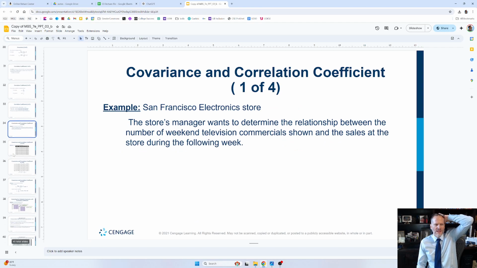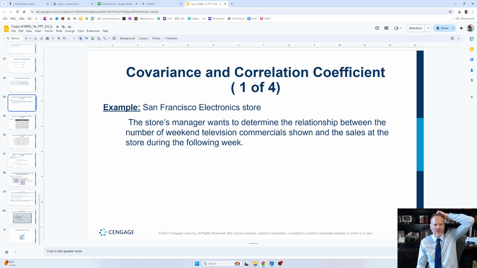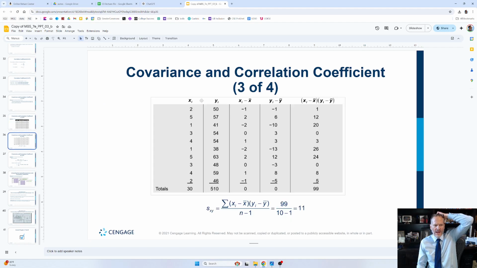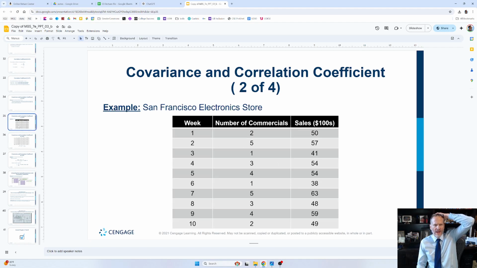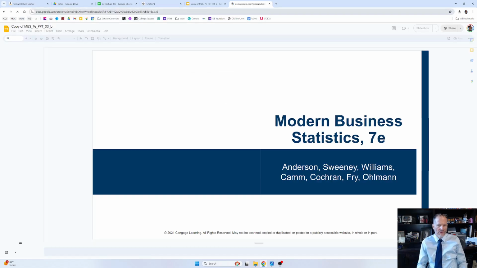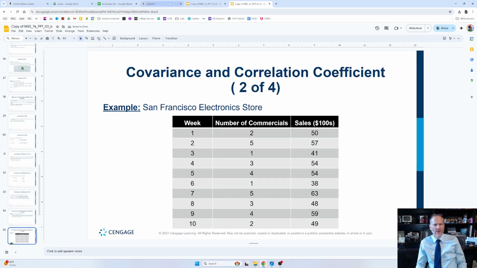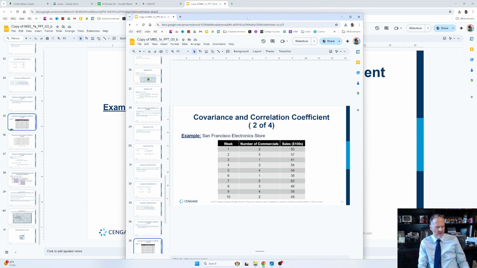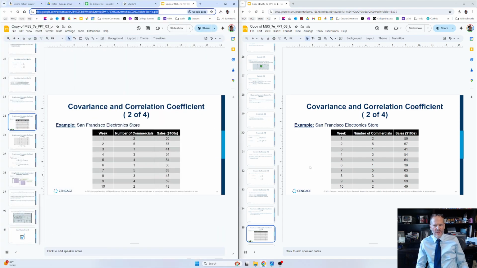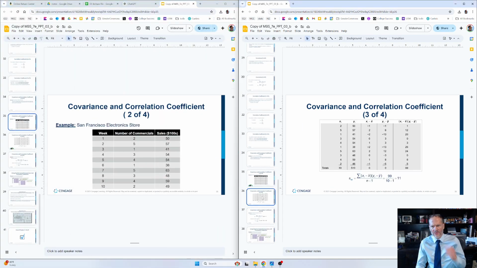So here's an example, a San Francisco electronics store, and here's the data: week number 1, 2, 3, 4 through 10, the number of commercials they ran, and then the sales they got. It'd be nice if we could see this on 2 slides. This is what I'm going to do. I'm going to open it in another one, and I'll bring this one over here like that. And so there's our data. It's a little bit smaller, but you can still see it.